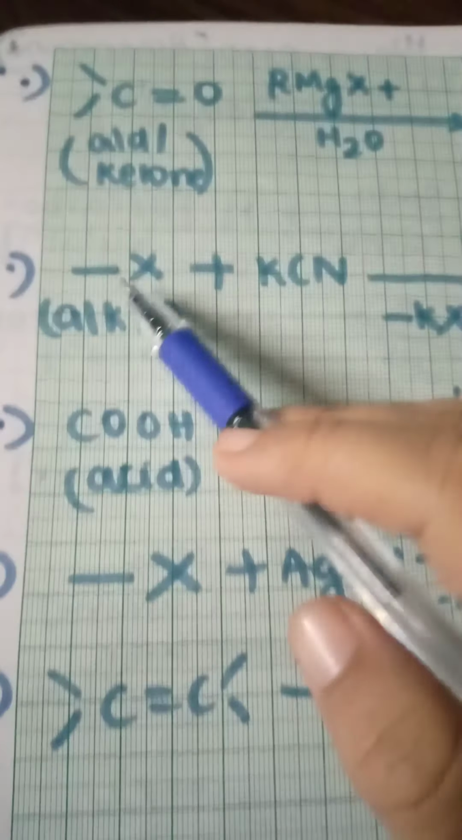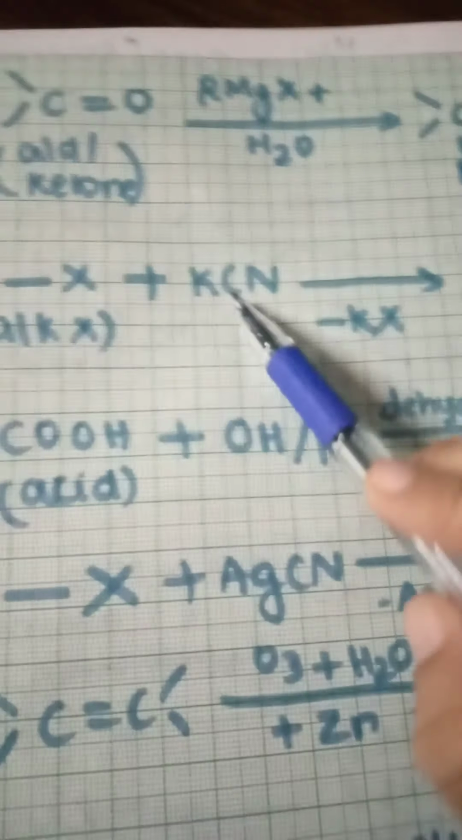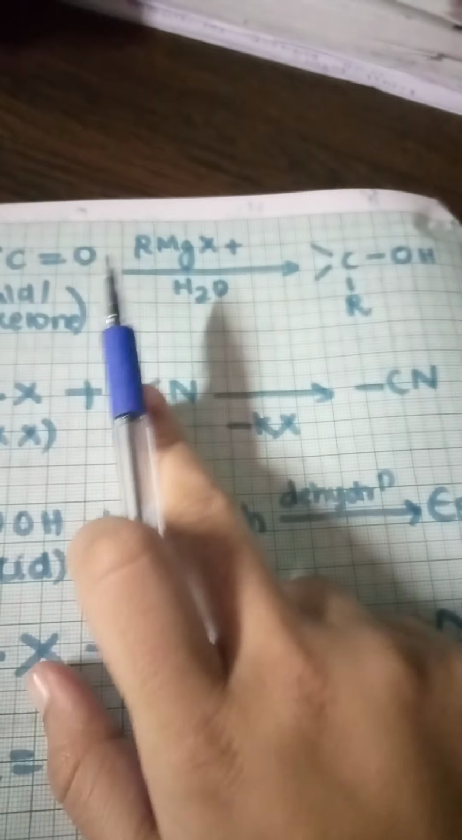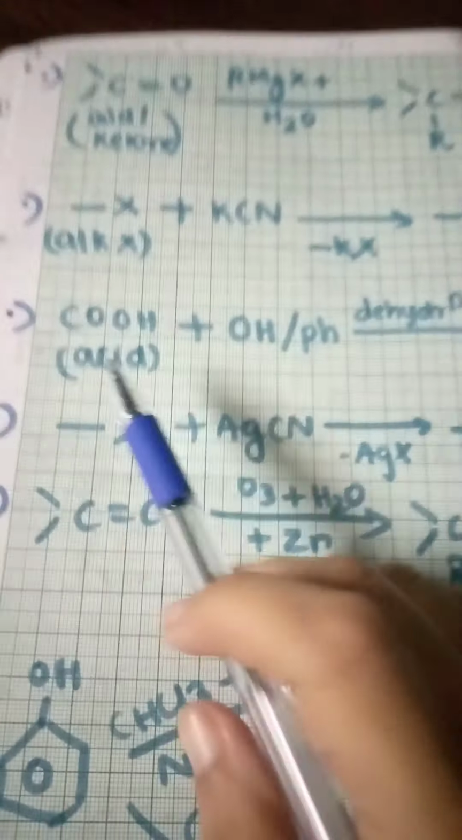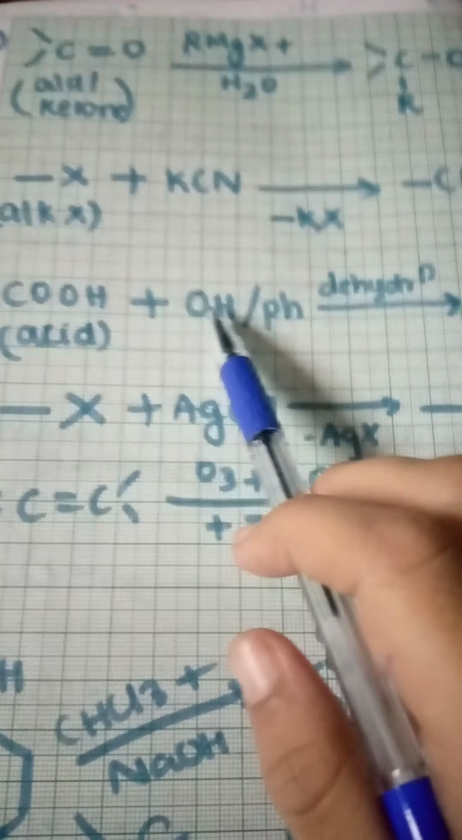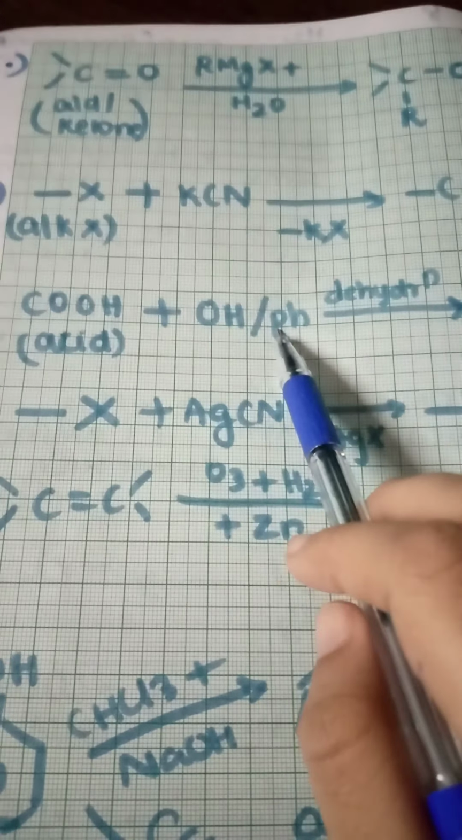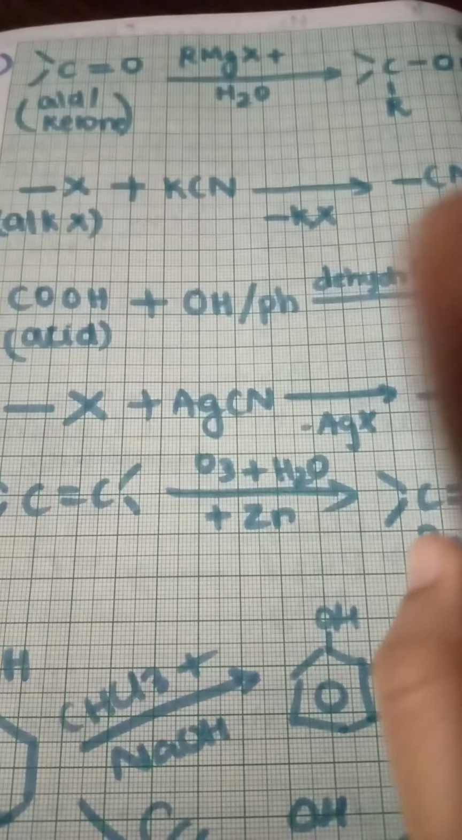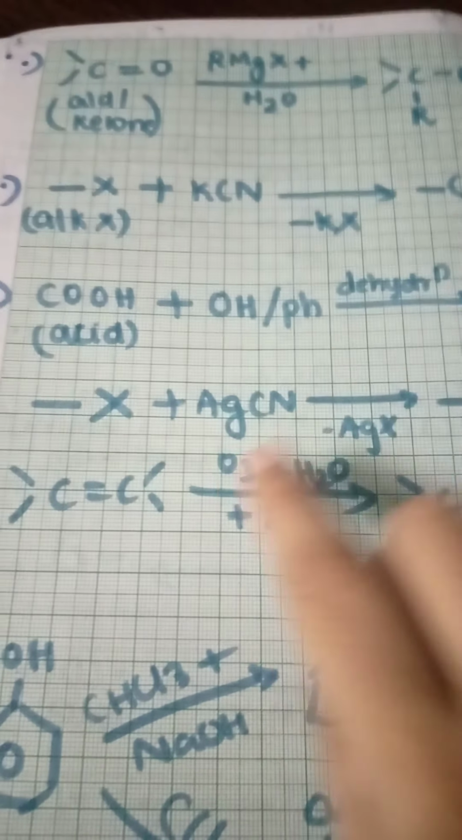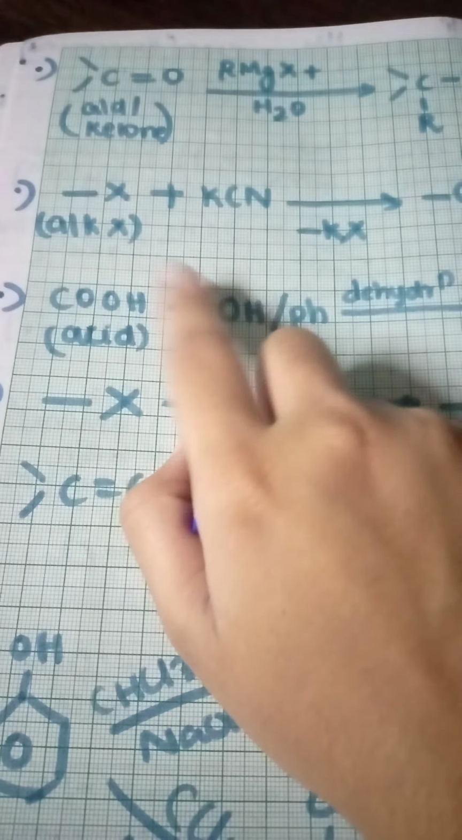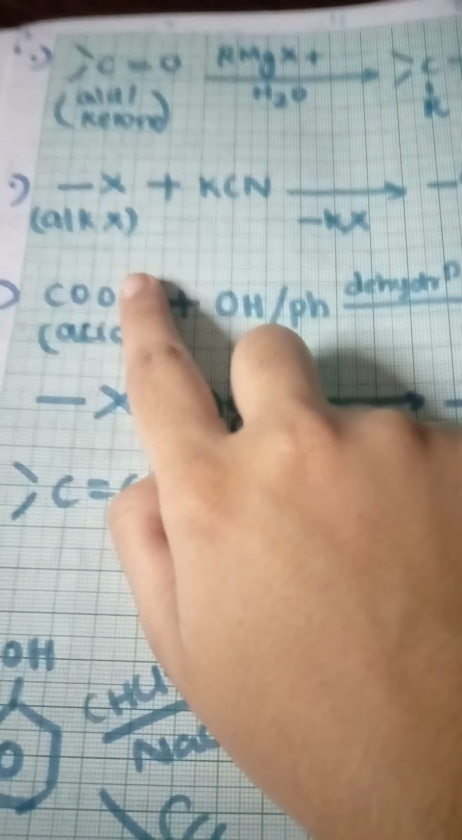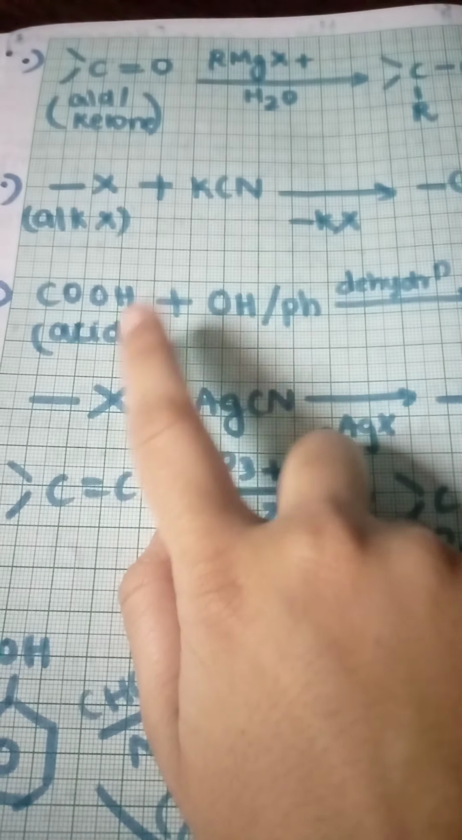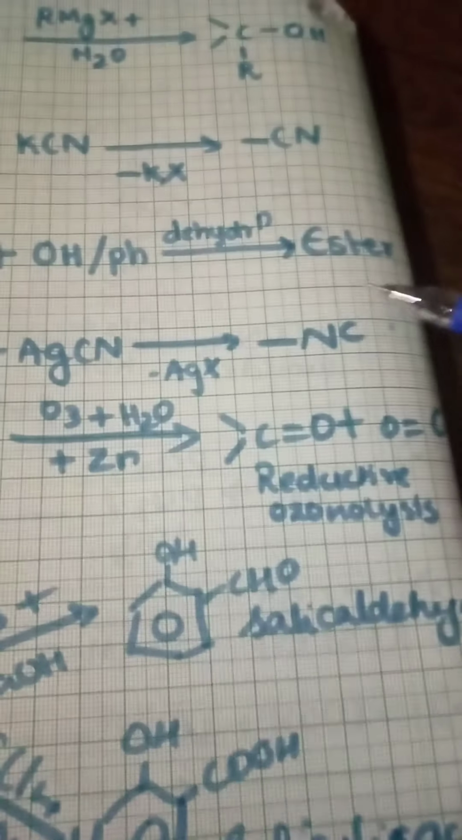Okay, then if I have some alkyl halide and I am treating it with KCN, what we have to do is just remove this K and X, the remaining is CN, that's the answer. Then COOH, acid, plus any alcohol or phenol on dehydration. Dehydration means, I told, it is removal of water. So OH from here and one H is removed. So we will be left with COO and one reagent R will come, and we will be getting the product as ester.